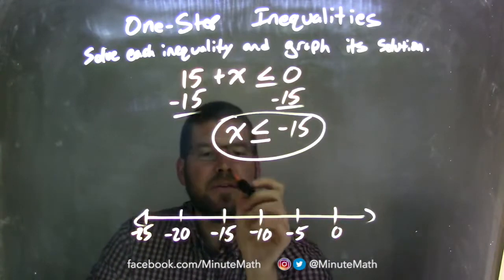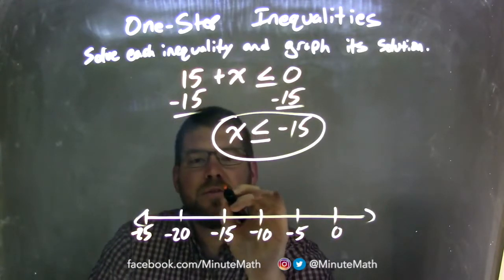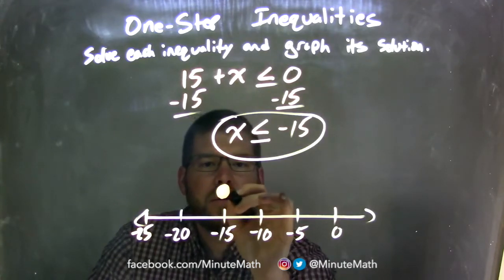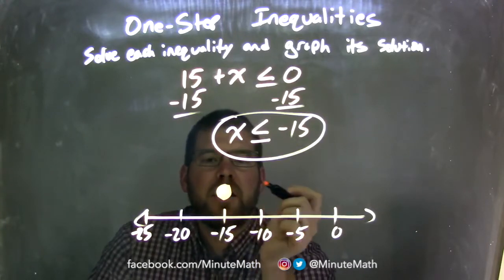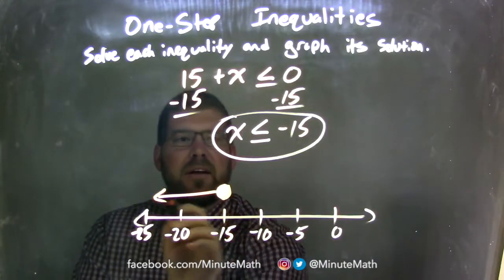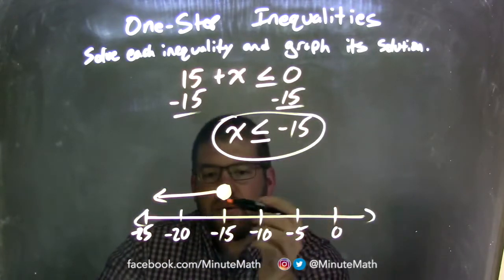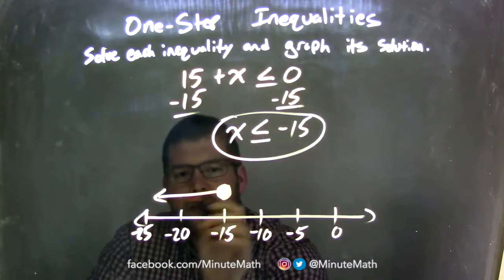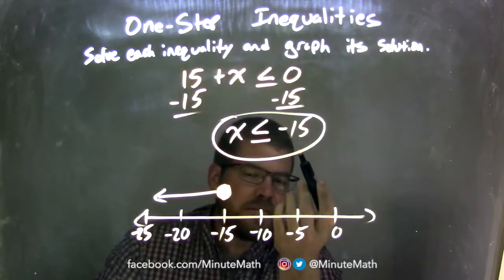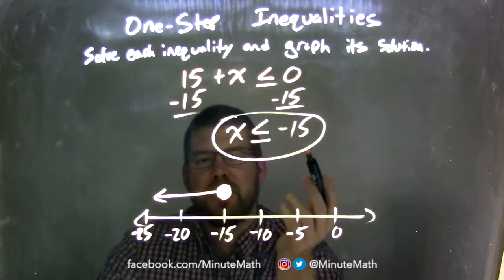Well, negative 15 is what I'm looking for. It's less than or equal to, so I have a closed circle. A little closed circle here, closed circle at negative 15. Then from there, I need to shade to the left because it's less than. So it's less than or equal to right there. This is the less than part. The closed circle is equal to the negative 15. And that matches our answer, which is x is less than or equal to negative 15.